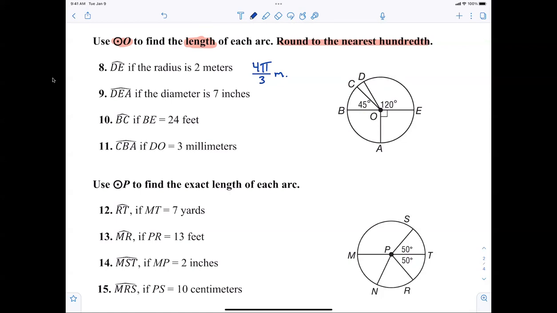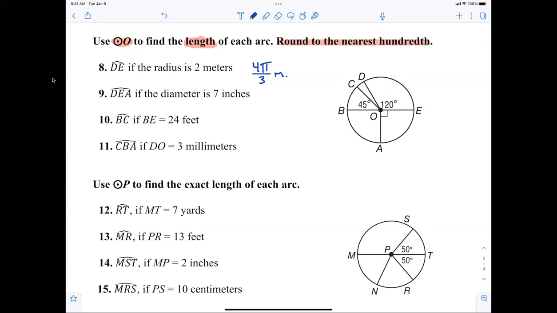So that's why I understand the confusion. It's not asking for the measure. If I ask for the measure of DE, you would tell me it's 120 degrees. But I'm not asking for that. I'm asking for the length. If you walk from D to E, how far are you walking? 4 pi over 3 meters.